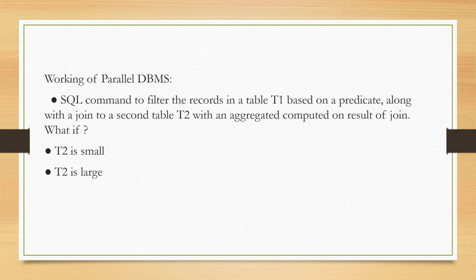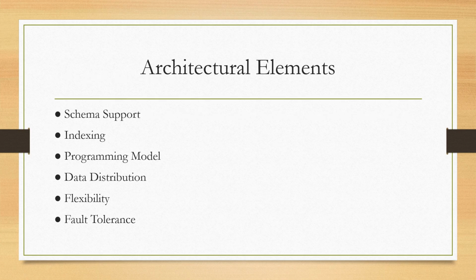At first glance, these two approaches to data analysis and processing have many common elements. However, there are notable differences that we consider in the next section. Coming to the architectural elements, it consists of schema support, indexing, programming model, data distribution, flexibility, and fault tolerance.